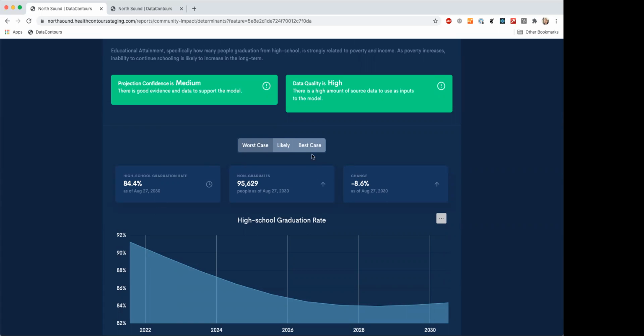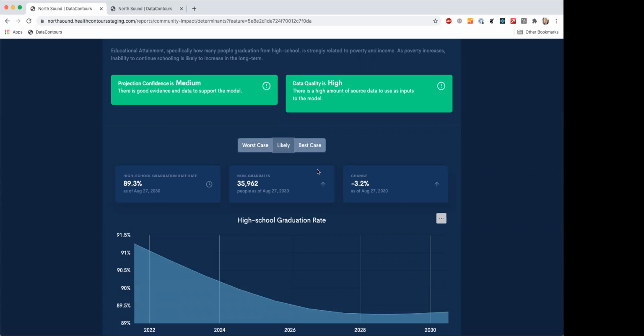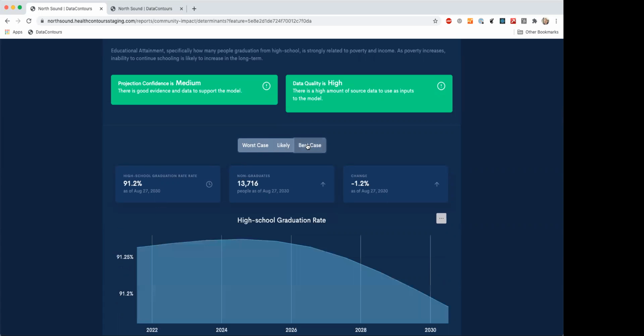And then in the likely scenario, we see the graduation rate drop by about 3%, about 35,000 people who don't receive a high school degree. In the best case scenario, we still see a small decrease, but again, closer to what we would expect from year-to-year variation.